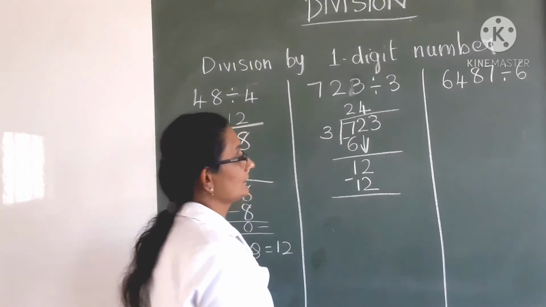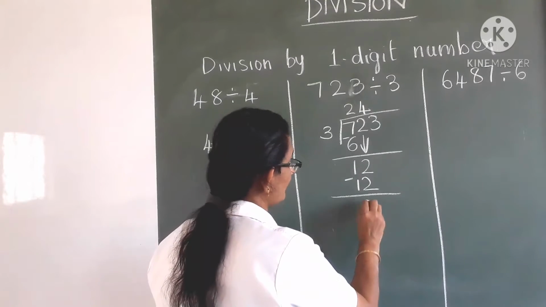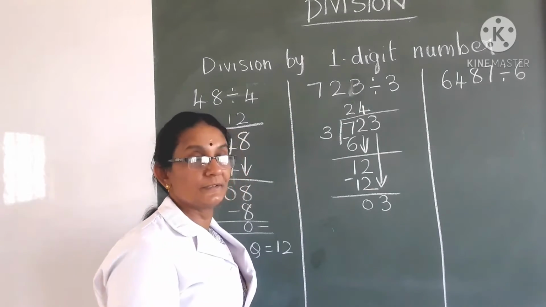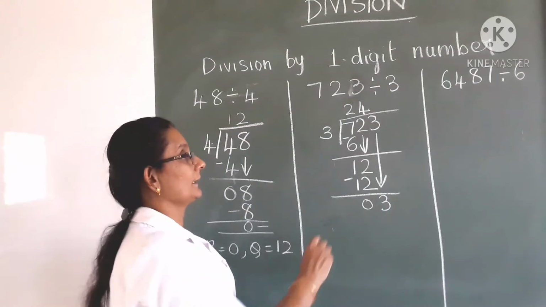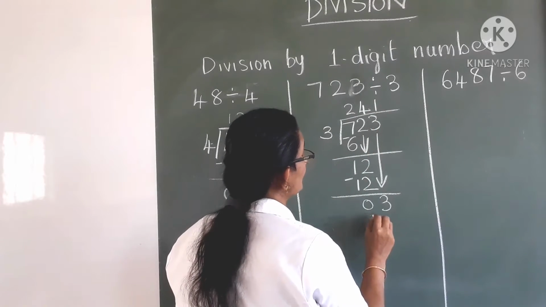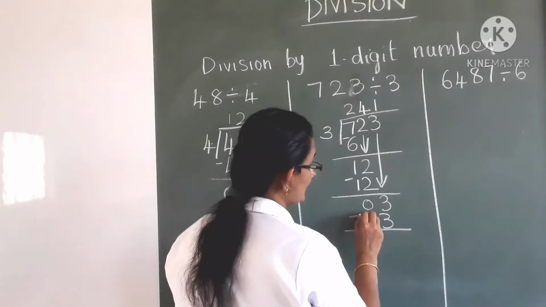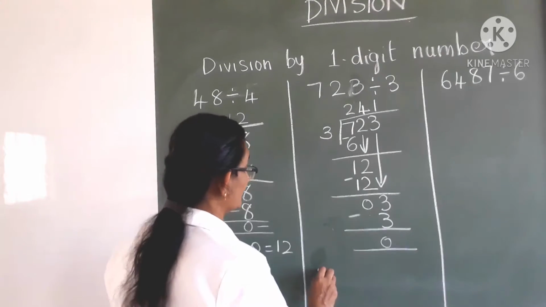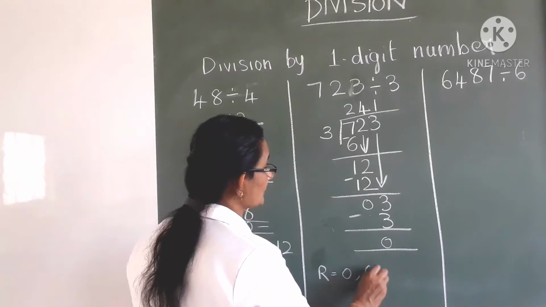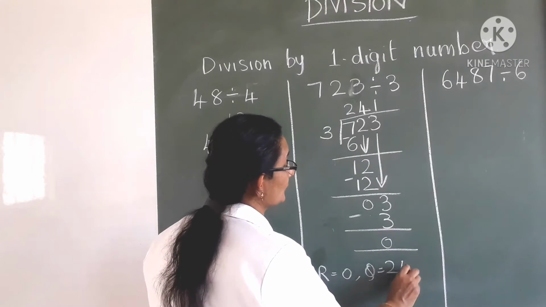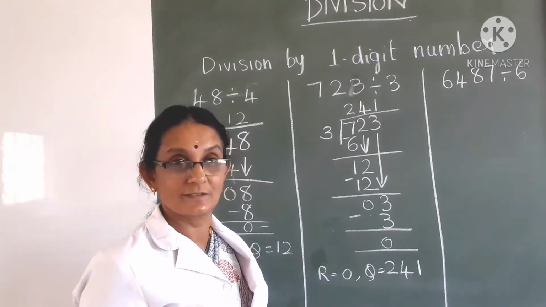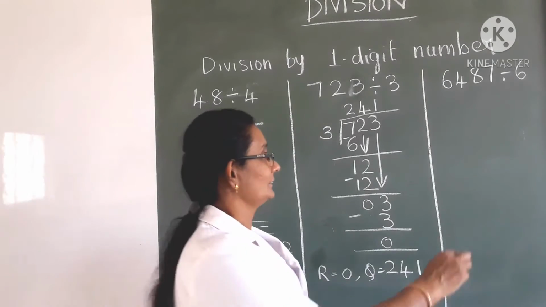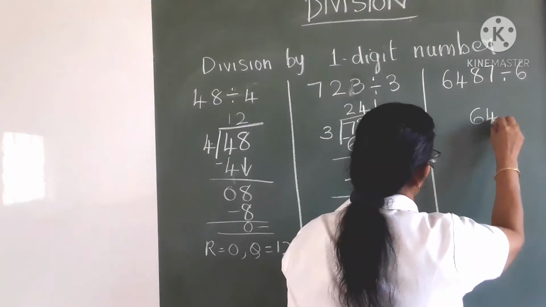Now subtract again and you get the remainder as 0. Then bring down the next digit, 3. Now how many times 3 goes in 3? 1 time, isn't it? So 3 1s are 3 and subtract and you get the remainder as 0. So here the remainder is 0 and the quotient is 241. Okay children? It is getting easier for you, right? Now let us move on to the next number.